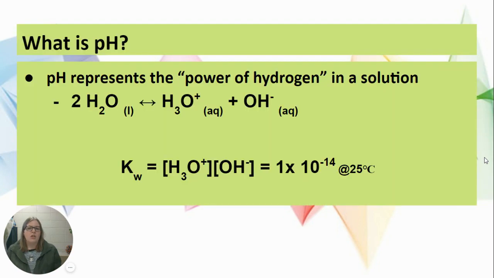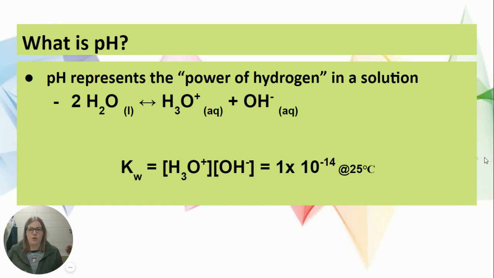So when we talk about pH, P stands for power and H stands for hydrogen. Technically, it's the power of the hydrogen in a solution. And really what that means is it is a reflection of how much H plus is in that particular solution.